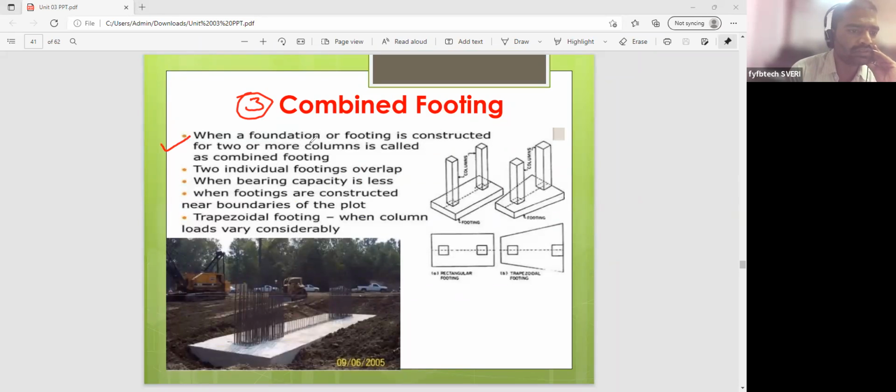When a foundation or footing is constructed for two or more columns, it is called a combined footing.